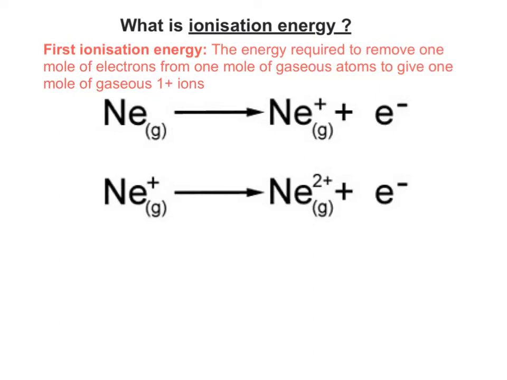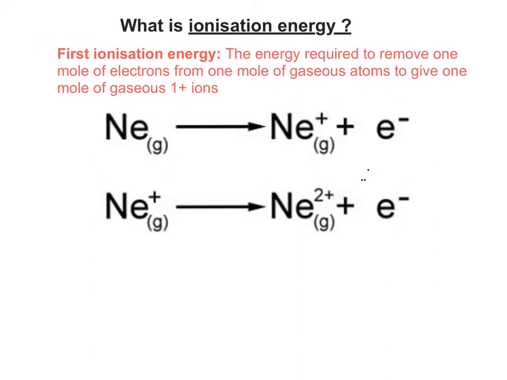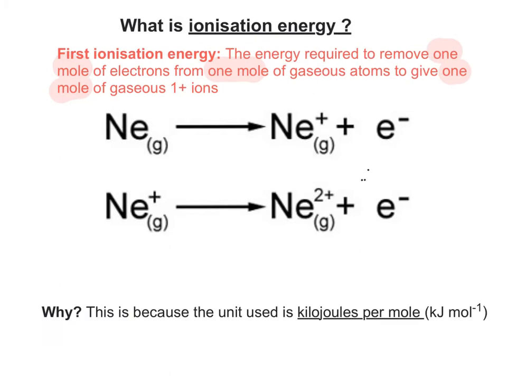Now within that definition there's several really important parts that you must actually include. So firstly, it's 1 mole of electrons from 1 mole of gaseous atoms to give 1 mole of gaseous 1 plus ions. So this is because the unit used is kilojoules per mole. Kilojoules per mole is the standard unit of energy that's used in chemistry.